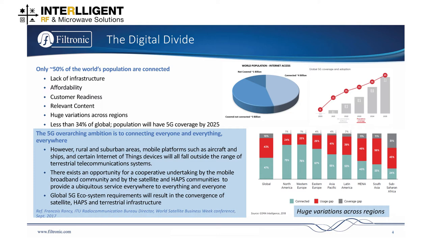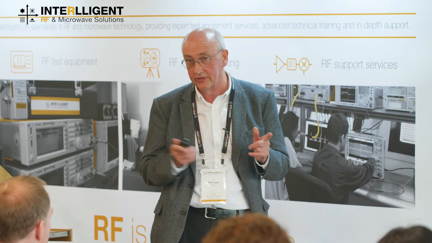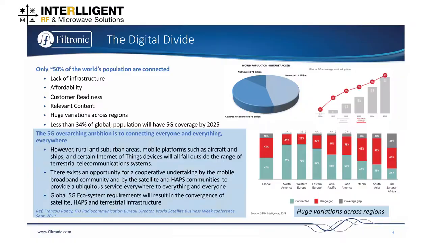Then there's a quotation I've given here from the director of radio communications at the ITU. He's saying there's this overarching ambition for 5G to cover everything and everywhere, and that rural coverage is going to be a major problem, and he sees a great role coming in for mobile platforms, HAPS and satellites. But this will require a convergence of the network, interconnecting the terrestrial networks with the non-terrestrial networks. The other point is that in terms of coverage around the world, there's a huge variation. In the West, in North America and Europe, you've got very high levels of coverage, but in the more remote areas in Africa and Latin America, you're down to quite low levels of coverage and usage.